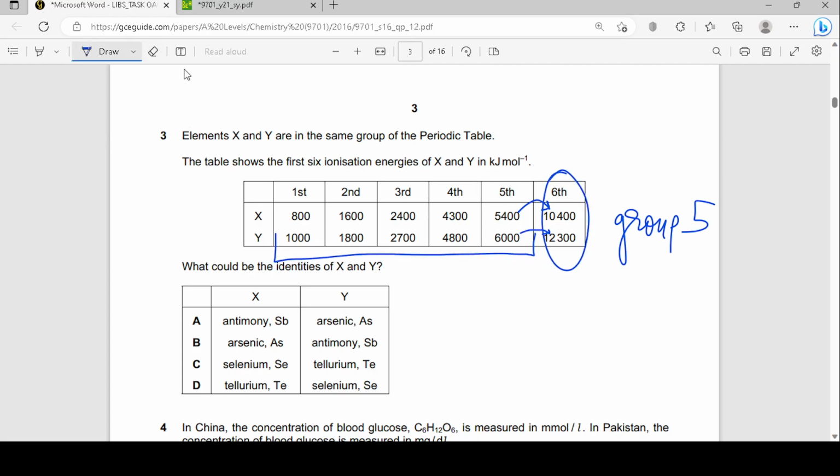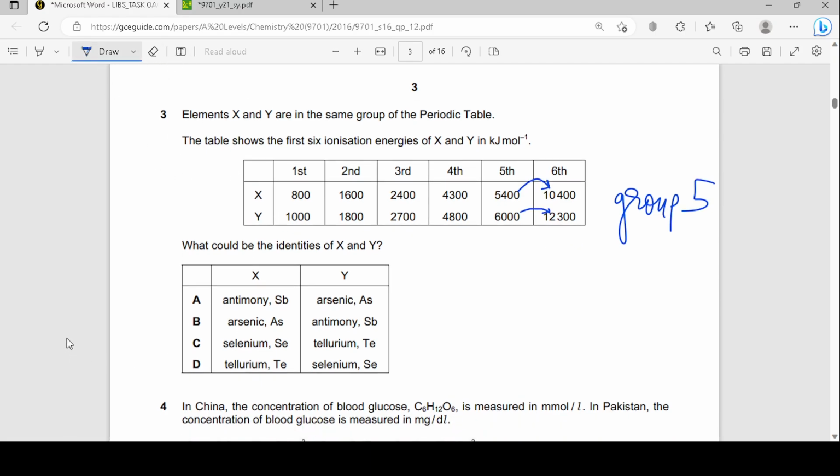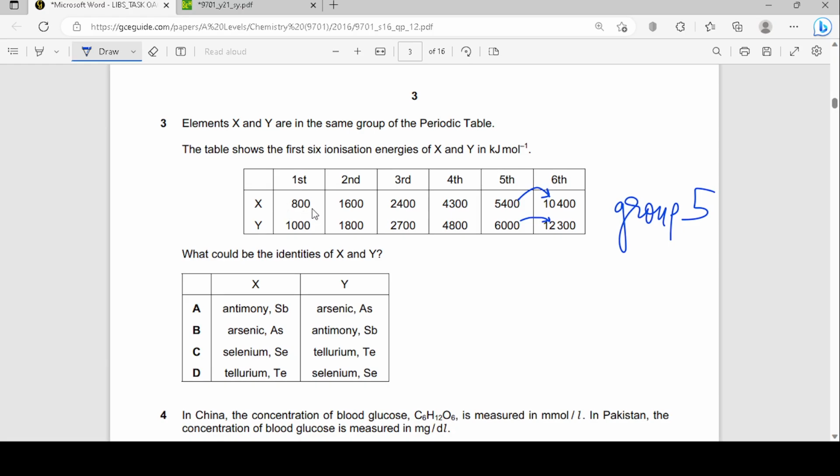So the first five electrons were lost from the valence shell, but the sixth one was lost from an inner shell, right? Then if we analyze the values again, 800 is smaller than 1000, 1600 is smaller than 1800, 2400 is smaller than 2700, and so on. Which means basically that the ionization energy of X is always less than the ionization energy of Y in general.